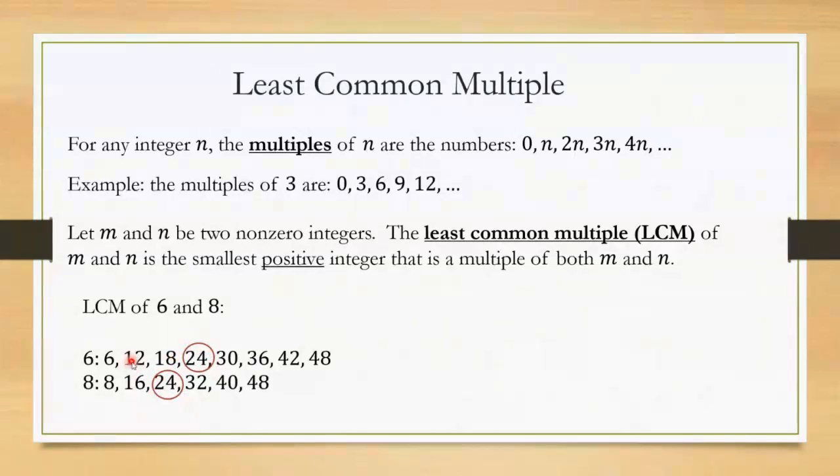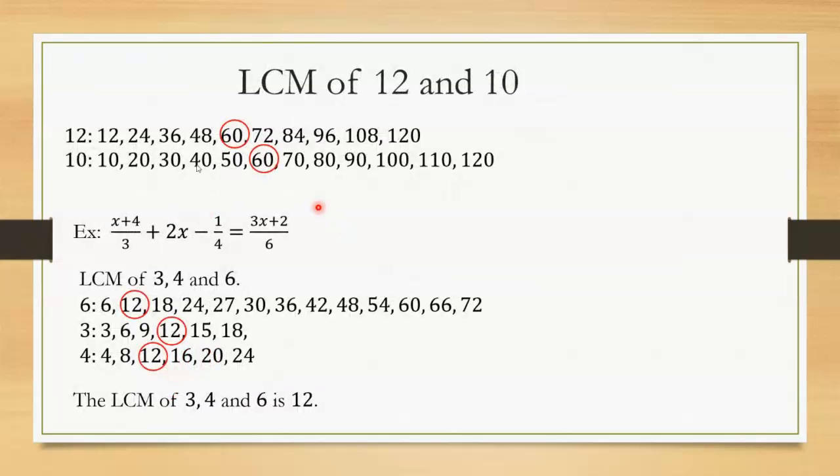So here we list a bunch of multiples for 6, which is 6, 12, 18, 24, 30, 36, and I just stopped at 48. For 8, we have 8, 16, 24, 32, 40. 24 is in both lists, so 24 is the least common multiple. It's the first element in both lists. Same thing for 10 and 12, where I listed more elements. You can see 60 appears in both lists. In fact, it's the first number in both lists, so 60 is the LCM. There are other common multiples like 120, but 60 is the least common multiple.